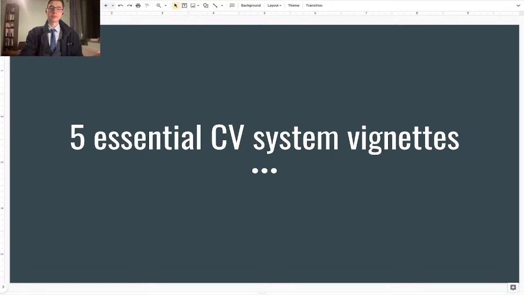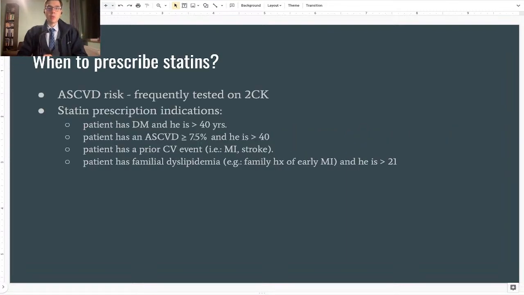Now, one of the typical questions on 2CK is on the atherosclerotic cardiovascular disease risk. Practically, the vignette will ask when to prescribe statins. All in all, there are 4 indications for statin prescription.